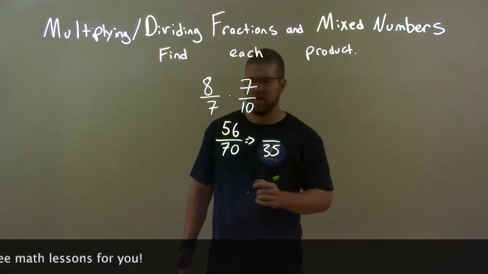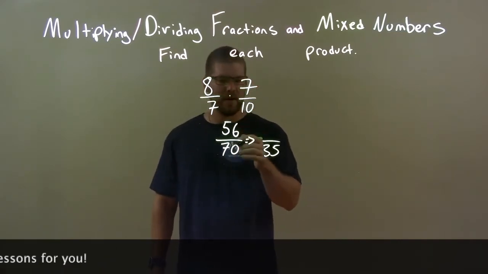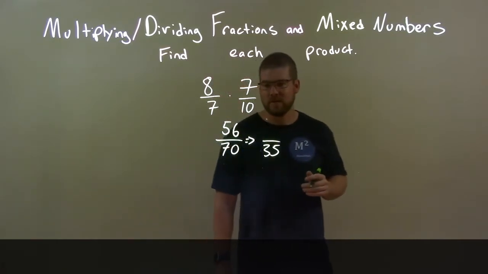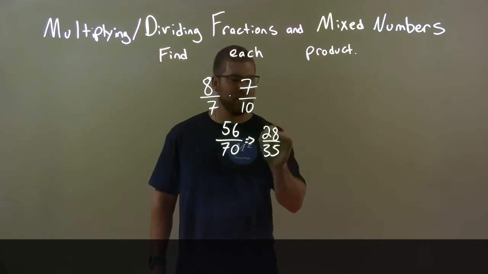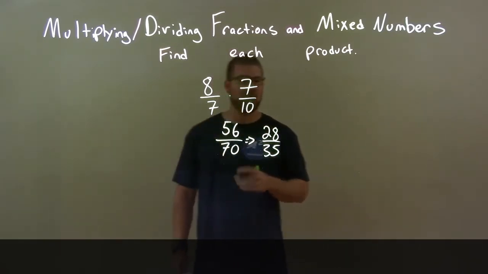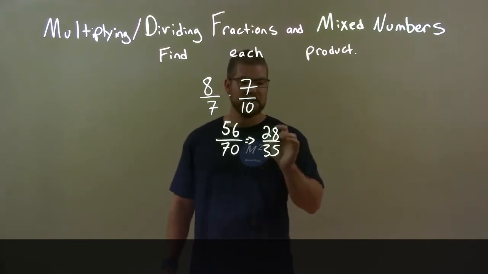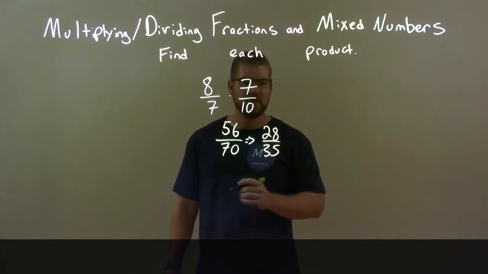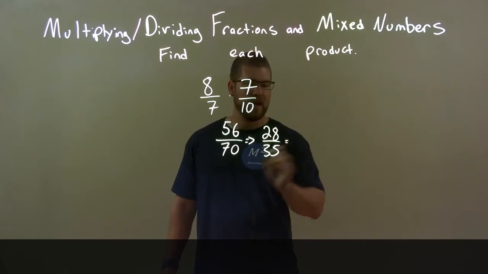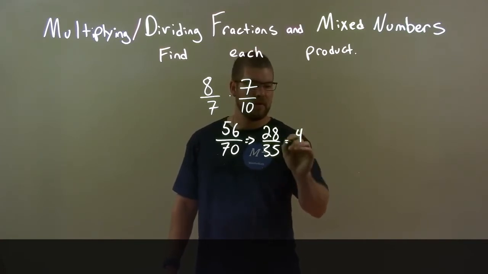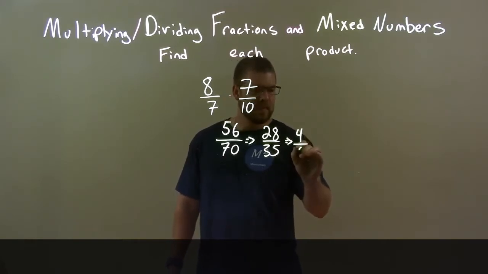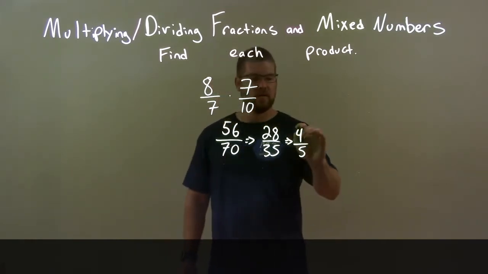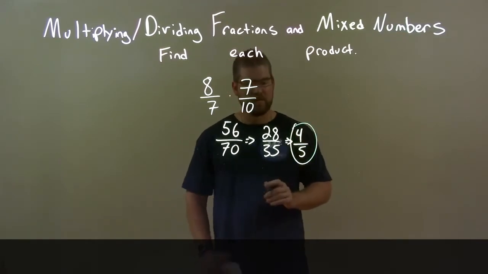And 56 divided by 2, well, that's going to come out to be what? 50 divided by 2 is 25, 6 divided by 2 is 3, so we have 28 here. Okay, well, can this be broken down any more? And well, actually, I can see 7 goes into each one of these numbers, right? 7 goes into 28 4 times. And 7 goes into 35 5 times, right? And so our final answer here is just 4/5.